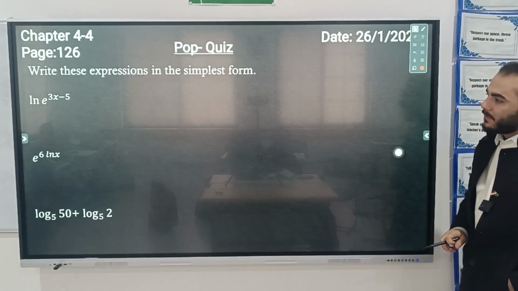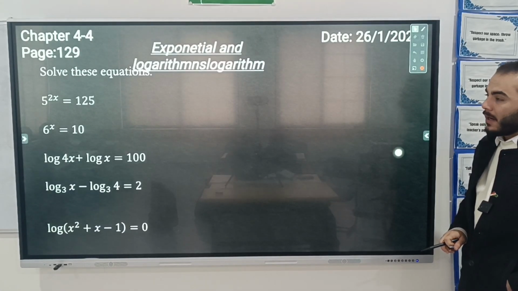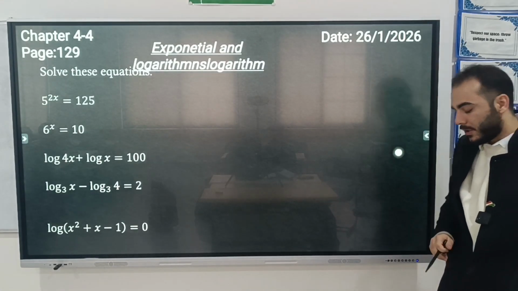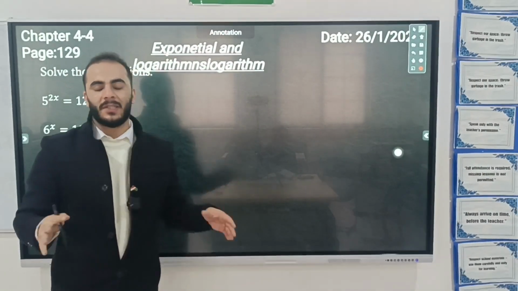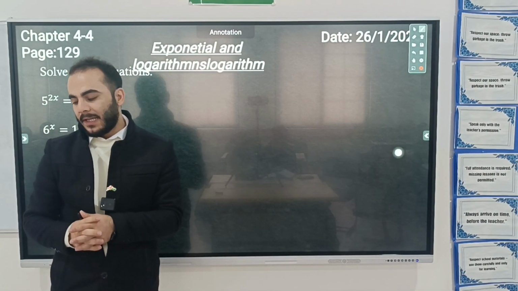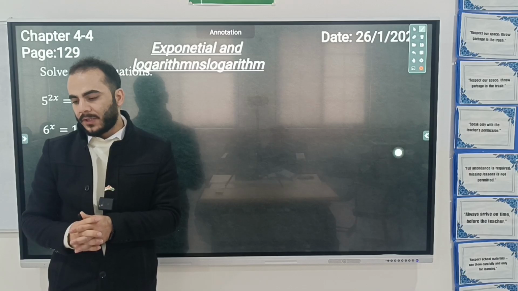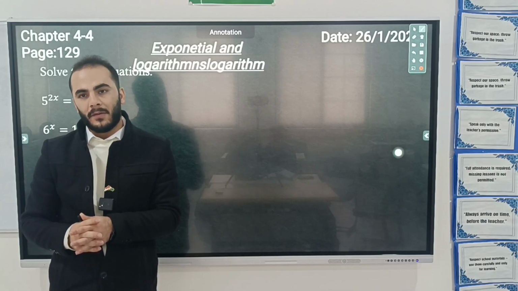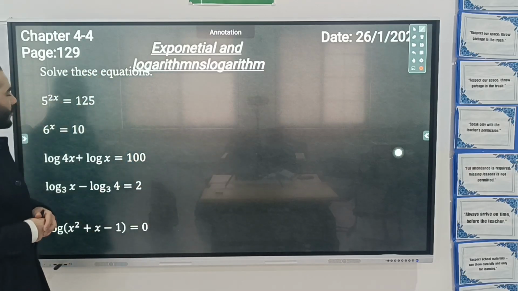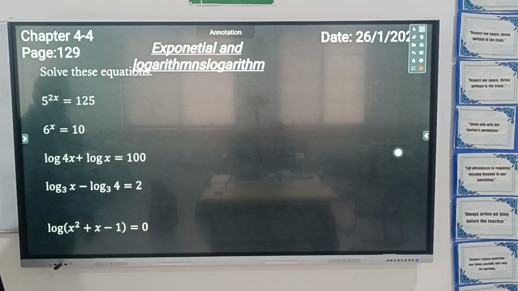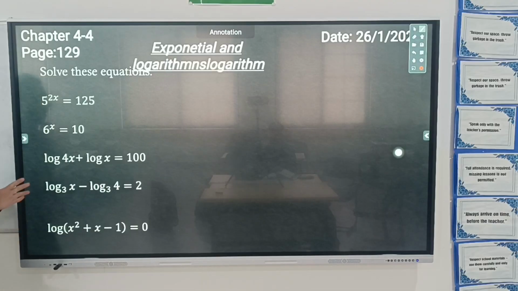We have more examples, if I'm not mistaken, regarding this, but this time we are dealing with equations. So focus on this one, please, a lot, because this is what we are afraid of as teachers. Students always have a problem with equations, including logarithm and ln, but it's actually easy. Let's deal with some of them here. 5 powered by 2x equals 125.